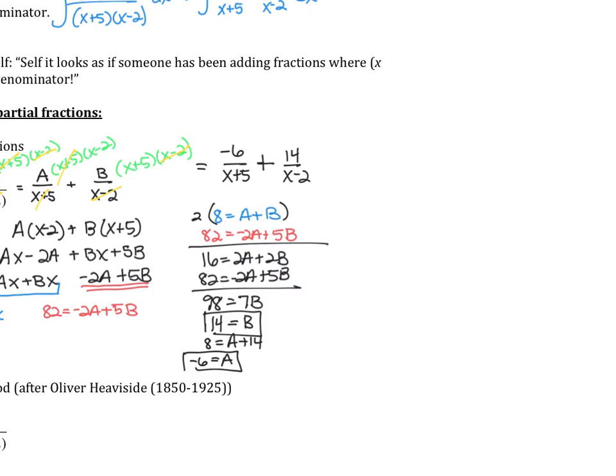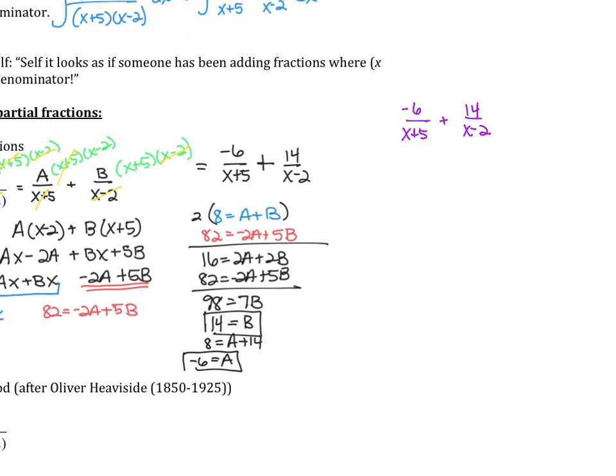We are going to take this fraction that is negative 6 over x plus 5 plus 14 over x minus 2. And I want to show you that if we were to combine these two, meaning find a common denominator and combine them, we would end up with 8x plus 82 over x squared plus 3x minus 10. Here's what that looks like. We would need a common denominator.